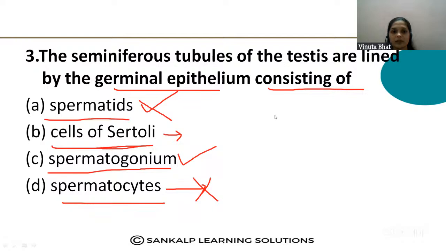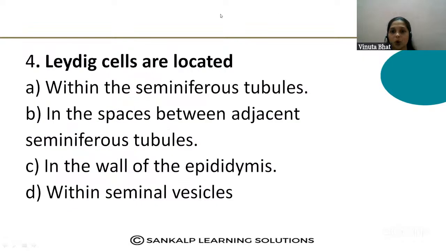See the fourth question. Leydig cells are located. Leydig cells, also called as interstitial cells, they are located within the seminiferous tubules, in the spaces between the adjacent seminiferous tubules, in the walls of the epididymis, within the seminal vesicles. Which is the correct answer for the fourth question? Okay. Leydig cells, they are also called as interstitial cells. They are not present within the seminiferous tubules.